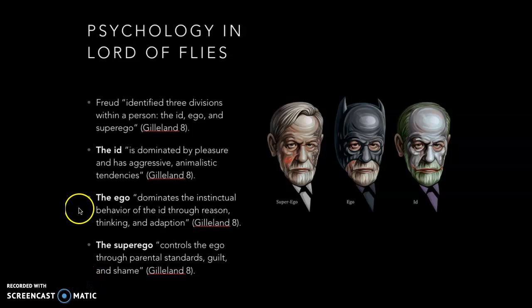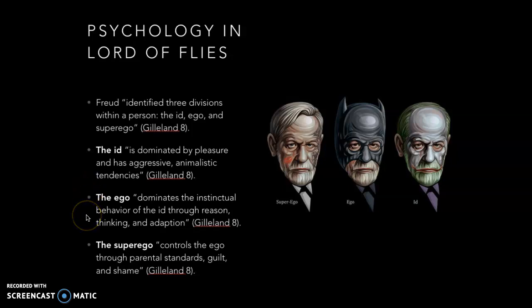So the id, for example, is the animalistic part of us. In a Christian point of view, it's our flesh. It's what makes us want to do evil and immoral things like lying and stealing, making fun of others. We have been talking a lot about bullying, and this would be the part in us that makes us want to bully and be hateful towards others.